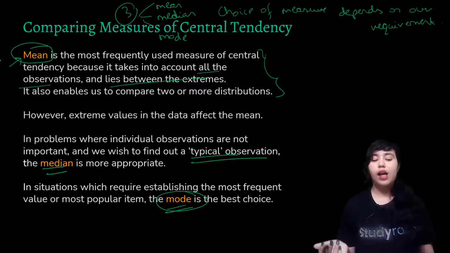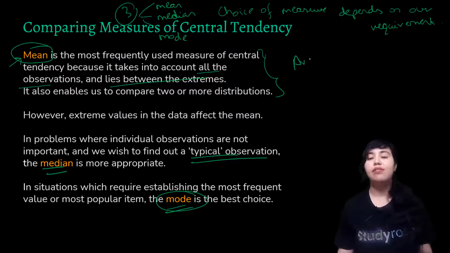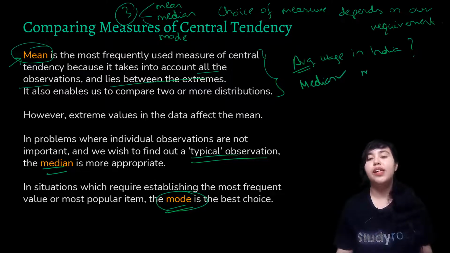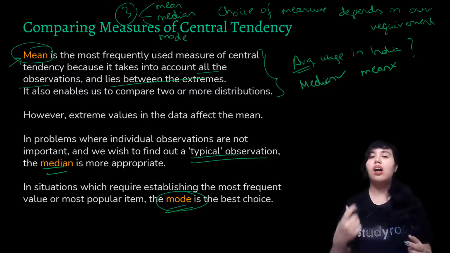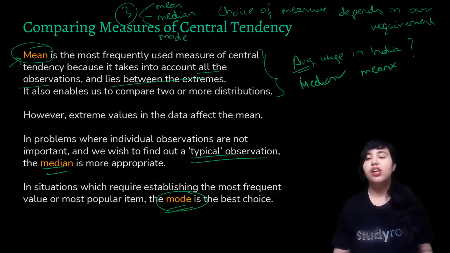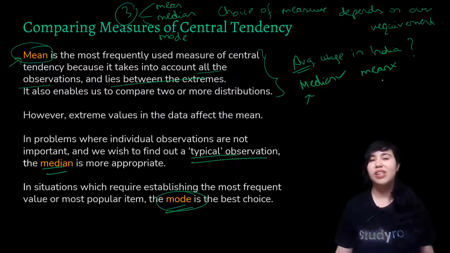Now, if I ask you to find the average wage in India, wage means salary, so find the average wage in India. In that case, don't get carried away by looking at the word average. In this case, median calculation would be much more appropriate than calculating mean. The reason is that here we do not really care about the individual wages. We just are looking for a typical observation, that is the average wage. So we will prefer using median rather than going for mean.